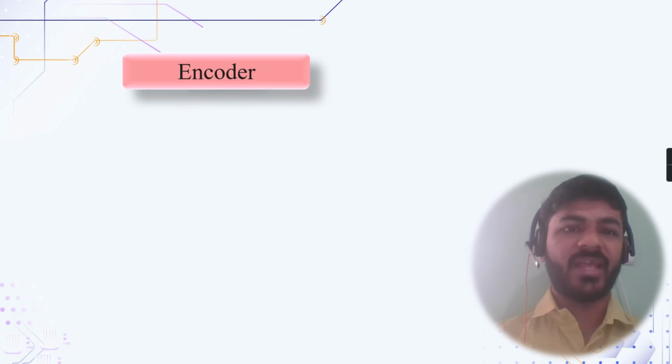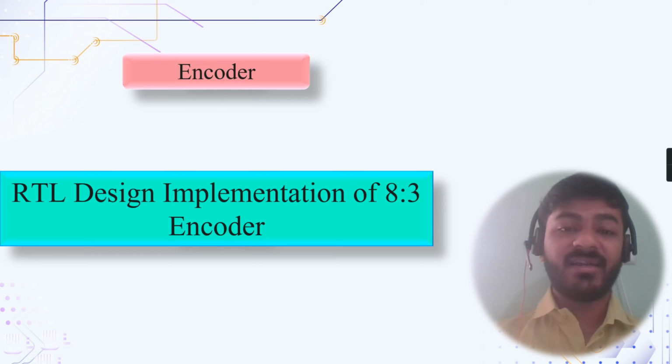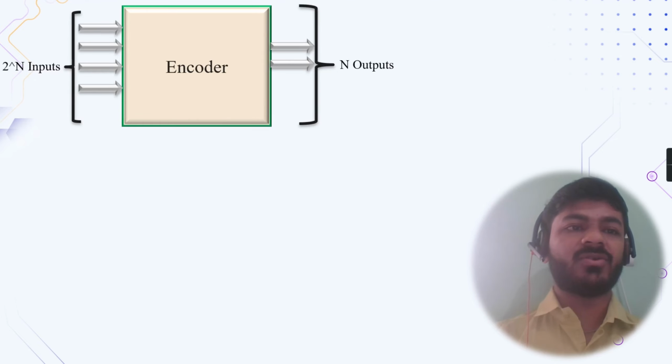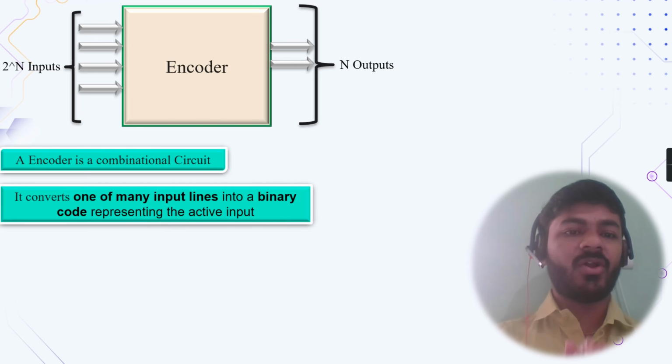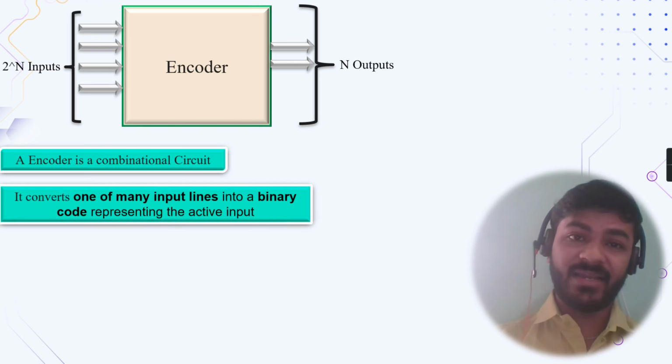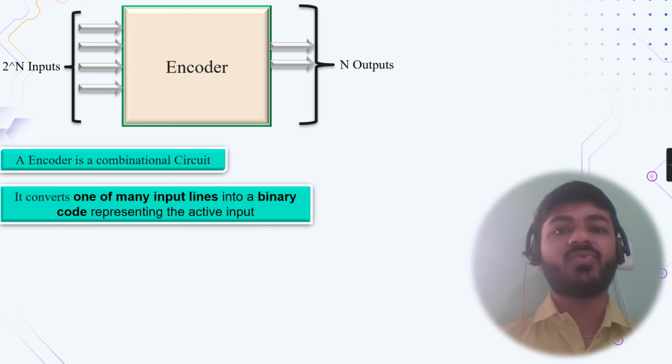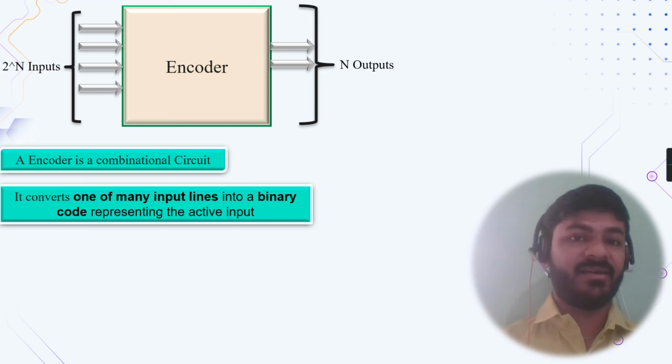So basically in today's video, we are going to discuss the encoder and the RTL design implementation of the 8:3 encoder. Now if I talk about the working and functionality of an encoder, it is one of the combinational circuits, as we all know, and it converts one of many input lines into the binary code that represents the one active input at a time.